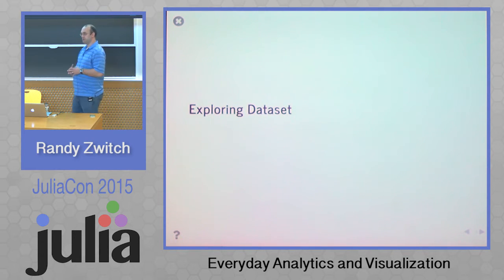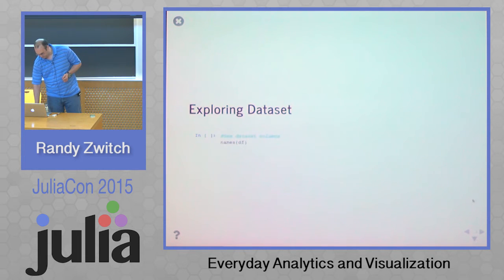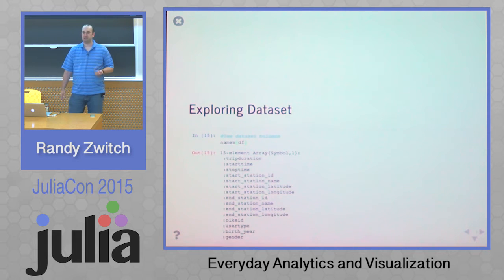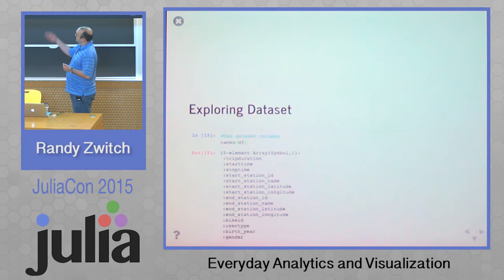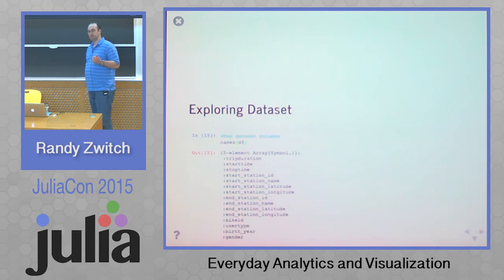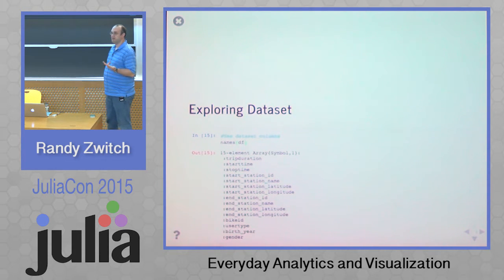Okay. So now if we want to go on and actually explore this data set, we're all set. We have one big table. Again, it has 15 columns in it. So if we want to just figure out what's in there, certainly we can use names. So again, like I said before, trip duration, the station where they started, latitude, longitude, and then the last three are actually the interesting ones. So user type, birth year, and gender.